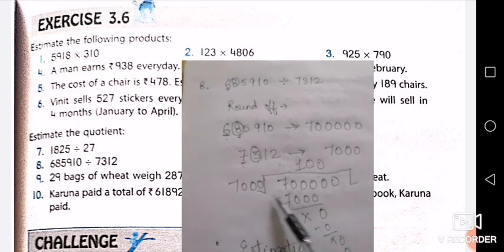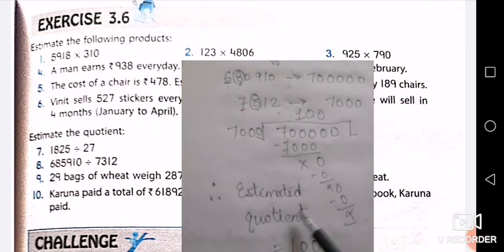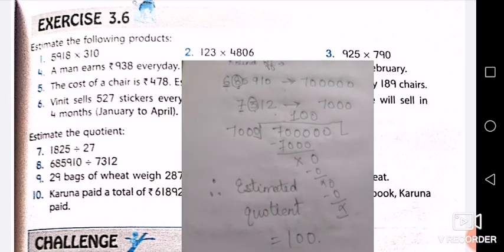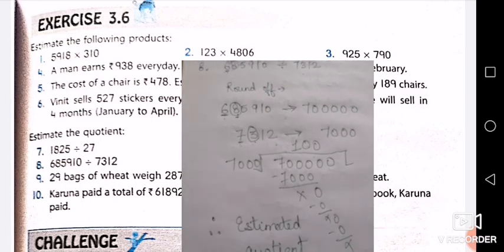Now here 7 lakh will be divided by 7000. We will get 100 as the estimated quotient. Fine. I hope this question is clear to you all. Then we will move to question number 9.